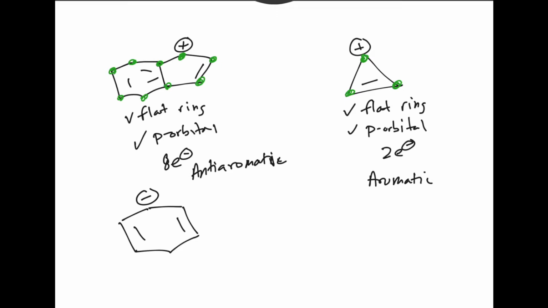Bottom left. Non-aromatic, right? We failed the second criteria. Not everything has a p orbital. We have p orbitals on the double bonds, p orbitals for the anion, and then a big womp womp. No p orbitals there. So this is non-aromatic.